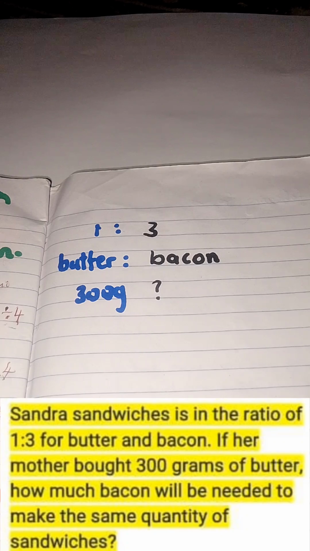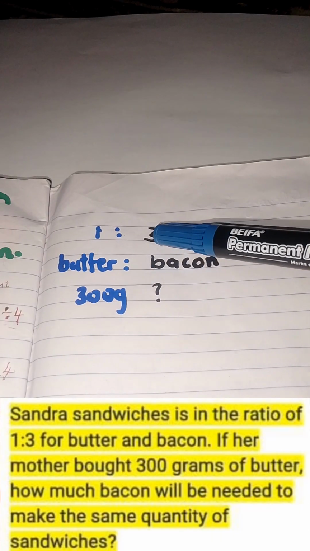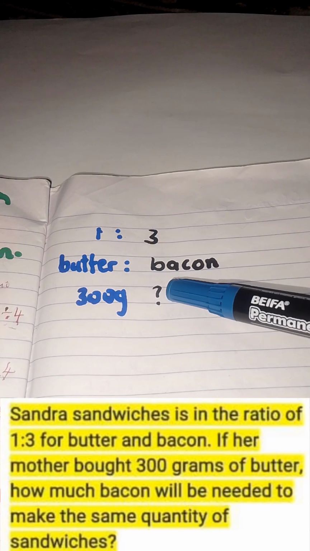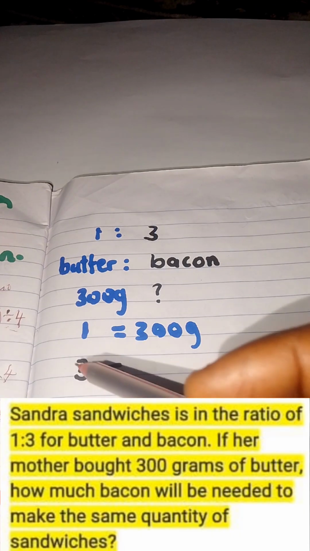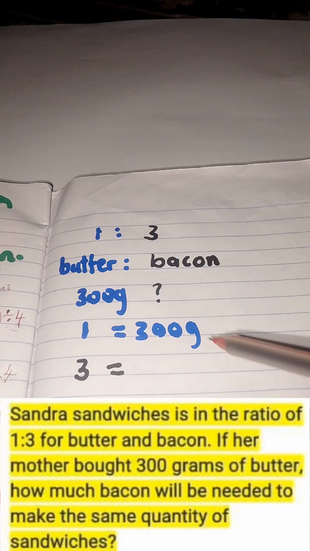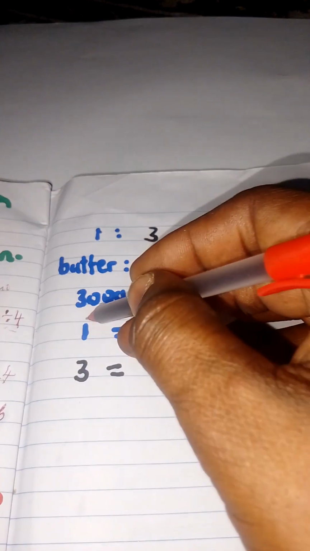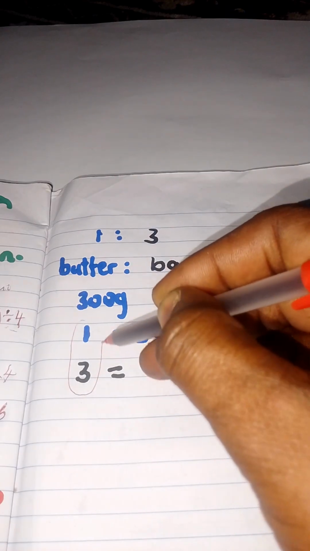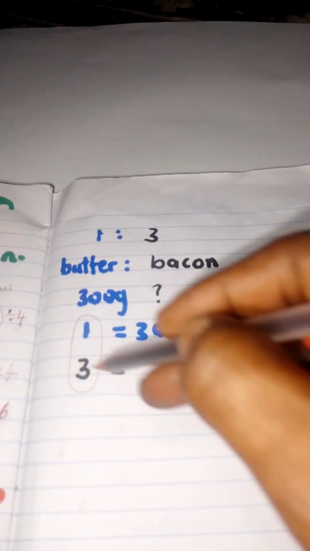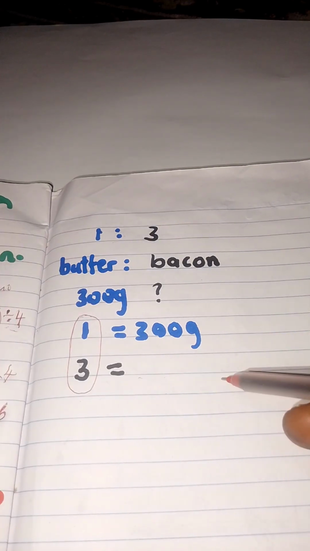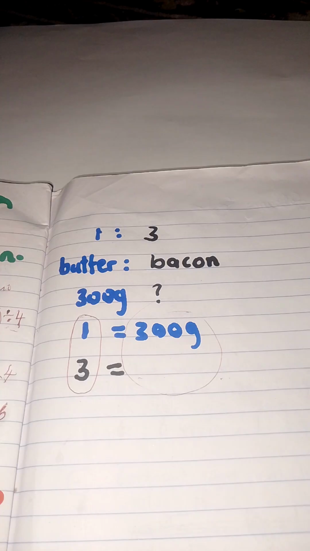So 1 equals 300 grams. Therefore, 3 will be equal to what? Let's rearrange this. Having arranged this, we're looking for the value of 1 and then we multiply by 3. Remember, you see the way I arranged them. The ratios are in the same position, ratio 1:3, as you have here, 1:3. Then the value for the grams will all be at the same end, at the other side of the equation.